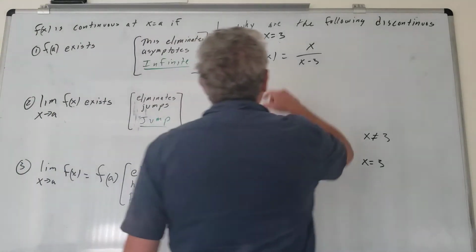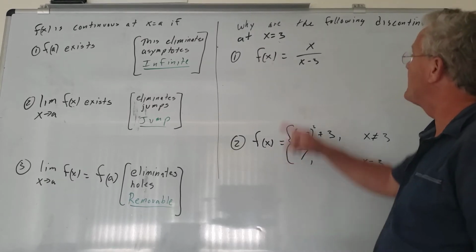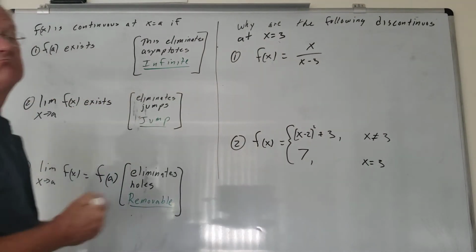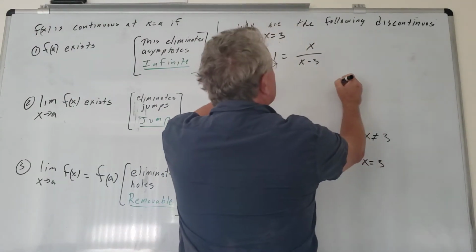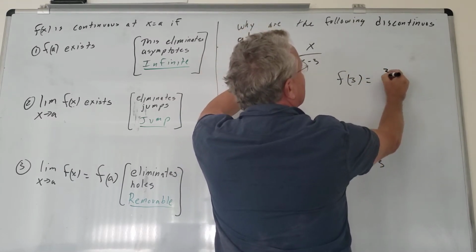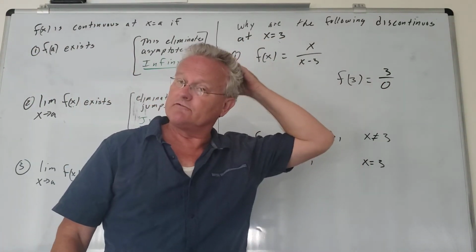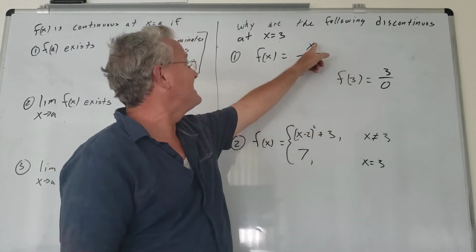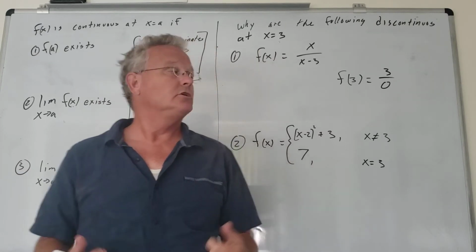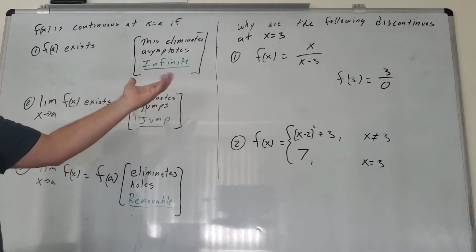So, why are these two functions discontinuous at x equals 3? Well, you follow these steps. Does f of a exist? So f of 3, does it exist? Well, we get 3 over 3 minus 3, which is 0. And when we have a non-zero number over 0, which we studied earlier for limits, it tends to give us an asymptote. So this does not exist, that's why it's discontinuous at 3.